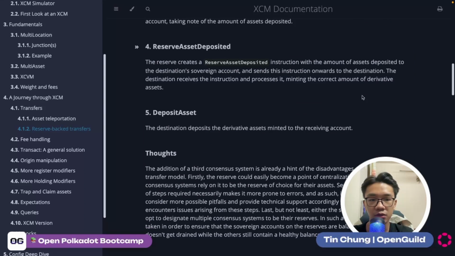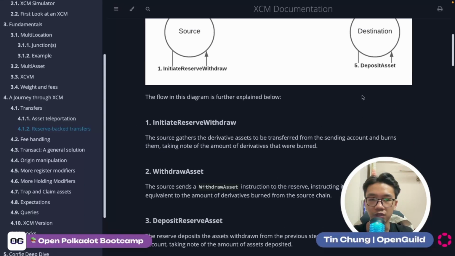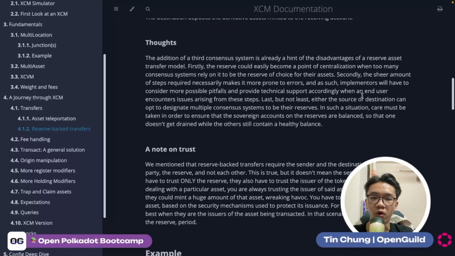And as you can see, the source chain and the destination chain don't have to trust each other, but there are also a few drawbacks in this model.